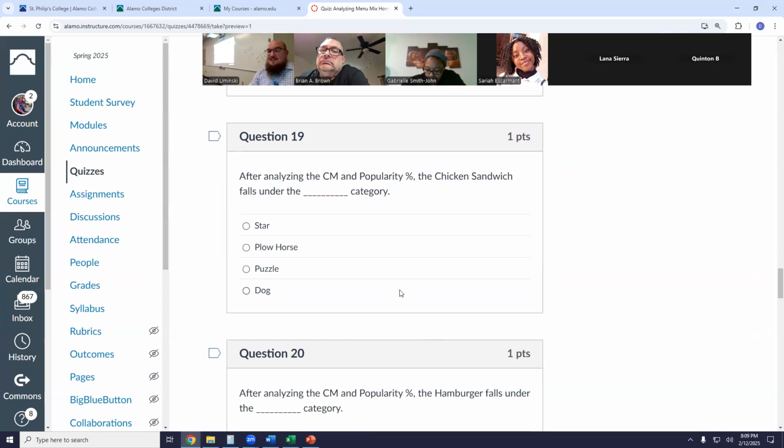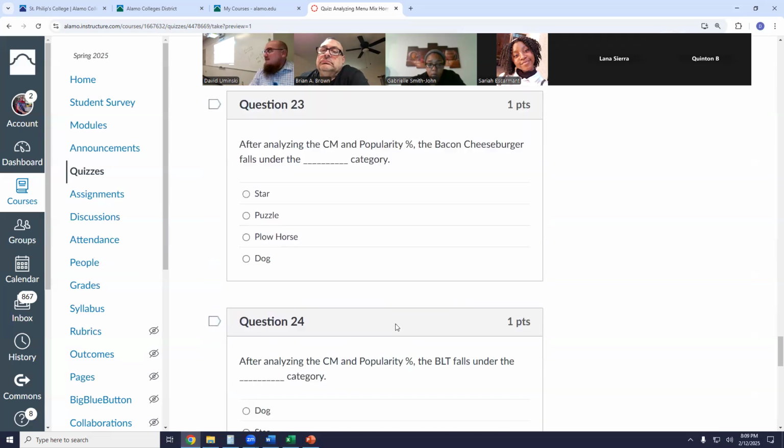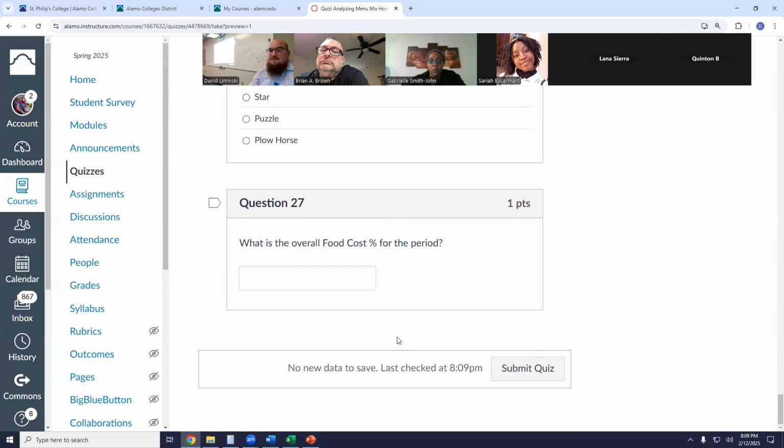Then question 19. You're basically just going to put the category of each item based on the high and low analysis. And then also you're going to answer the question of the overall food cost percentage. Overall food cost percentage, we're talking about the overall costs and sales. And we're going to do that example on this activity in class today. So that basically is just like one of these, but you're going to be doing more of the popularity percentage and more of the contribution margin. Any questions about this assignment?